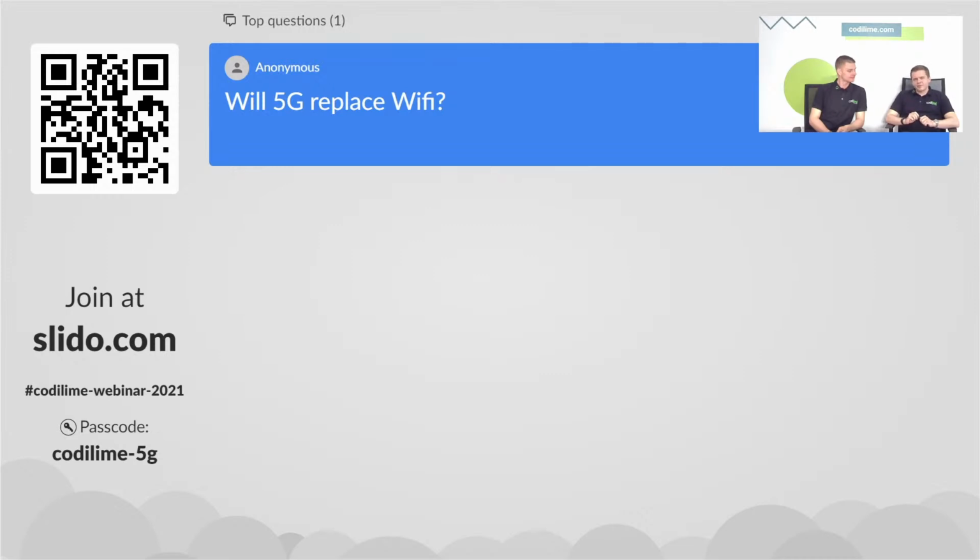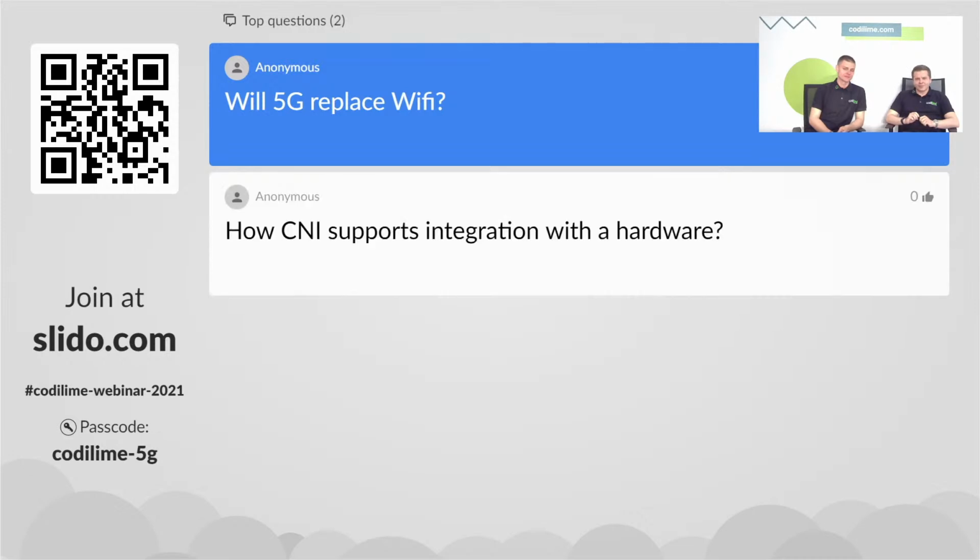My first feeling would be to say that no, it will not replace Wi-Fi. I think Wi-Fi is mostly used for short distance connectivity that you're normally using in your home, which is your private network, but you still want to have your own rules and configuration.